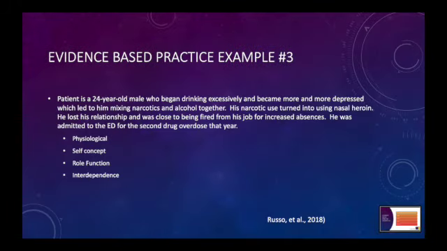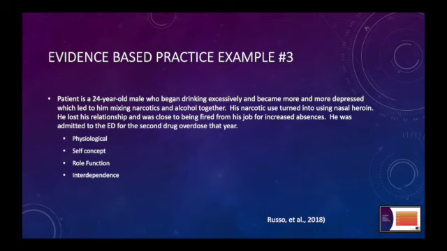The next evidence-based practice example is a patient who is a 24-year-old male who began drinking excessively and became more and more depressed, which led him to mixing narcotics and alcohol together. His narcotic use has turned into using nasal heroin. He lost his relationship with his girlfriend and was close to being fired from his job for increased absences. He was also admitted to the emergency room for the second drug overdose that year.